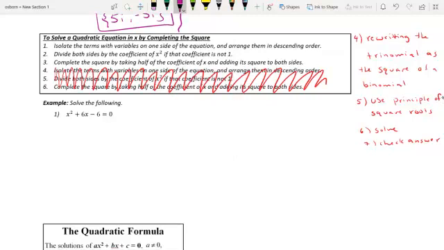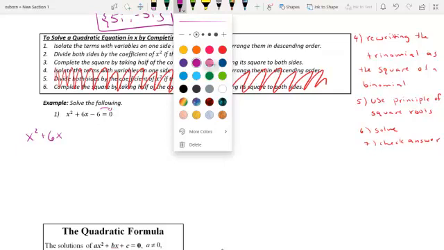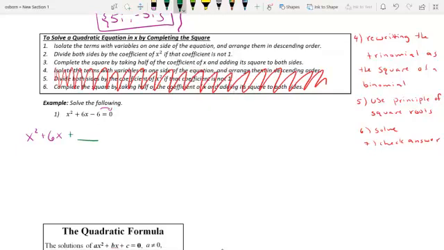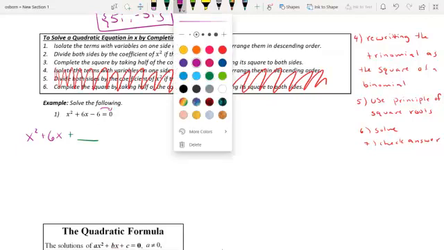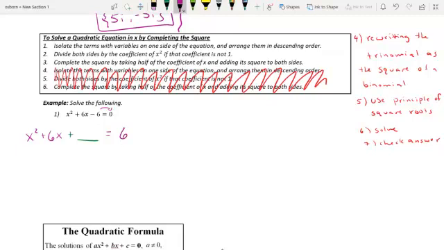First thing you want to do is isolate the terms with variables on one side. So what that means is I'm going to take that 6 and move it to the other side. So that's going to give me x squared plus 6x. Now, what I do at this point personally is I leave a placeholder. So I put plus blank equals 6 plus blank. And I'll show you in just a second what's going in those blanks.